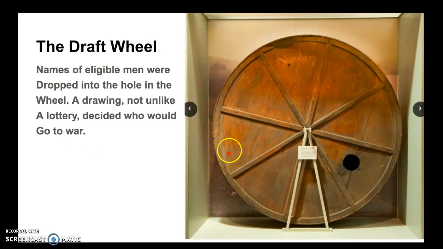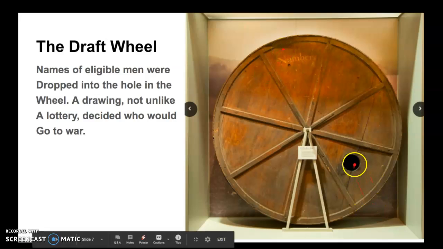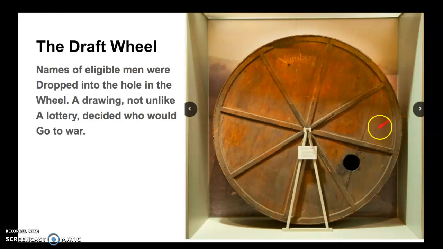So this is how a draft worked back then. This is what you call a draft wheel. This reminds me of when they draw numbers for the lottery or something like that. So people's names would be put in here through that hole, and this thing would be spun around, and the name or number that was drawn out of this drum, guess what? You are going to the army, son.